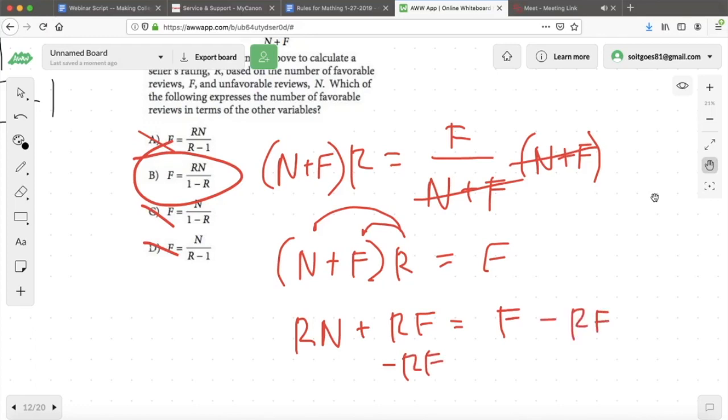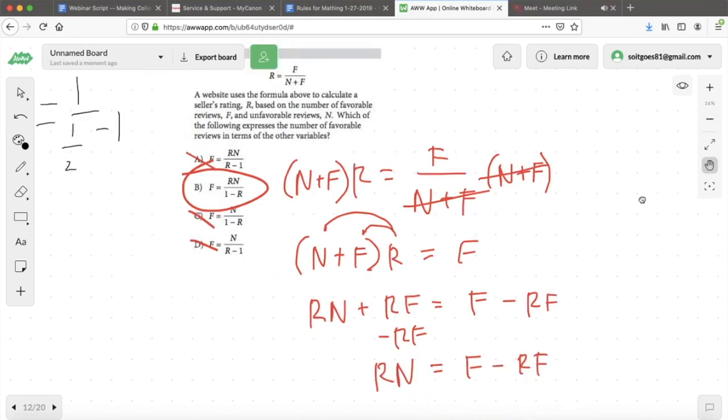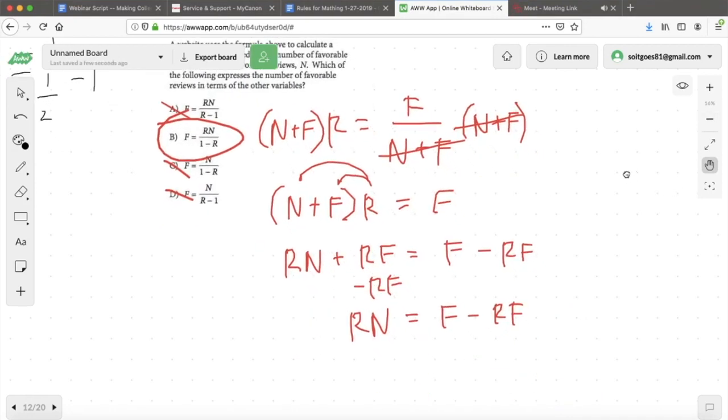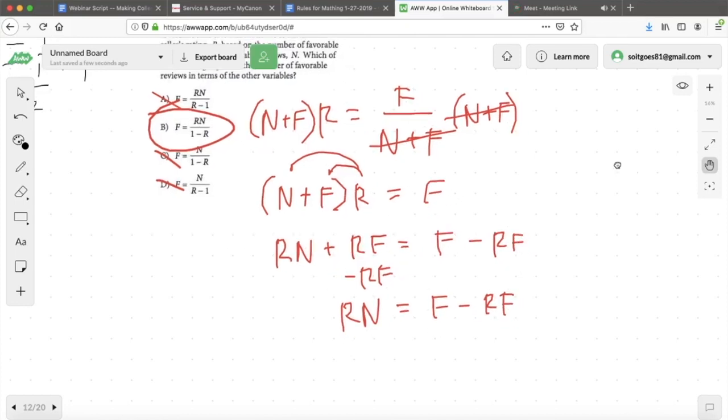This is where everybody gets stuck. A lot of students get here, even if they're pretty good with algebra, but then they see F minus Rf and they get stuck. Understandably. It's not obvious what to do here. Does anybody know what to do here? How to isolate F? Could you factor it? Absolutely. That's what you have to do. Most students get stuck on it. But you can factor out the F. So you get F times 1 minus R equals Rn.